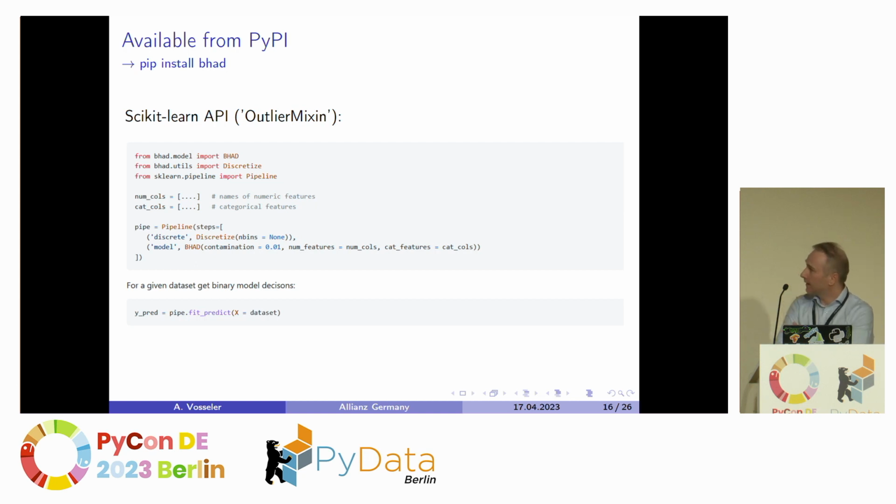And so there's a package available, BHAD, which is available on PyPI. This very much follows the well-known scikit-learn API alongside the outlier mixin template. And you can use everything that you can use with standard outlier mixin classes. So for example, you can use pipelines and things like that. For example, here we first discretize the continuous features. In case of categorical features, this obviously will be skipped. And then compute the BHAD and predict, so to say, some scores.